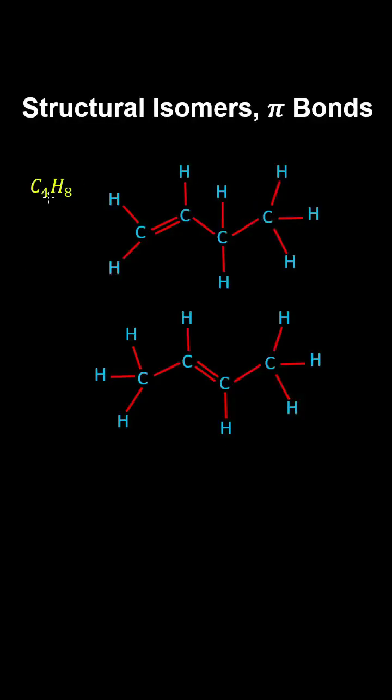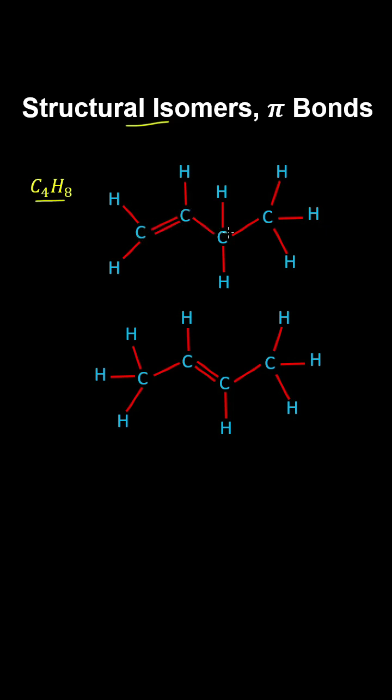Consider the butene molecule, which has the following molecular formula, and we can see that it has 2 structural isomers. In these isomers, you can see that the atoms are arranged differently, and the double bonds are located between different carbon atoms. In this case, the pi bonds prevent rotation of the molecule, which leads to these isomers.